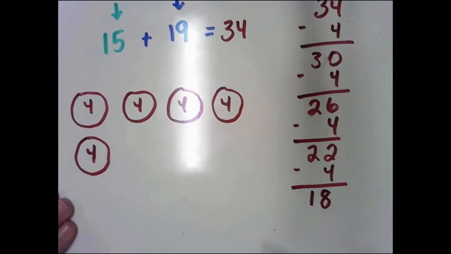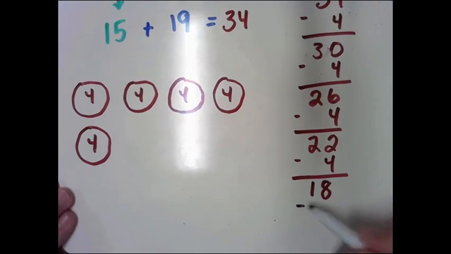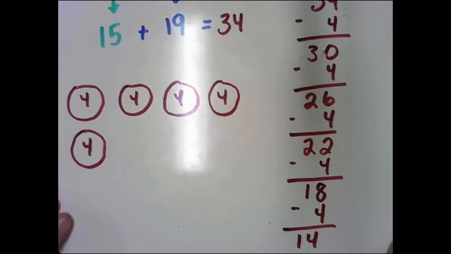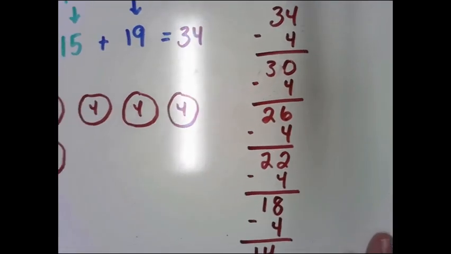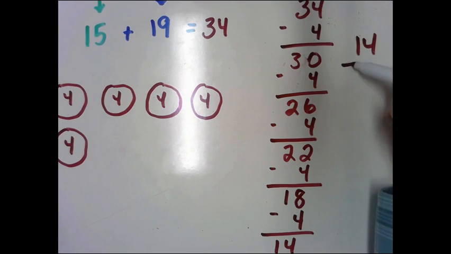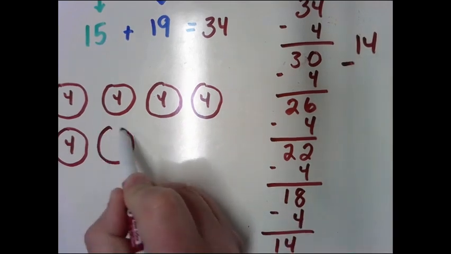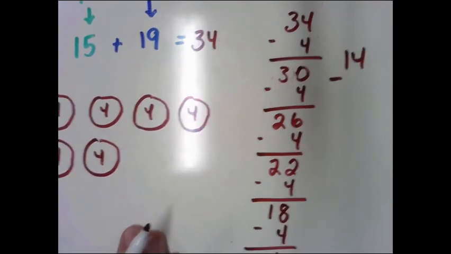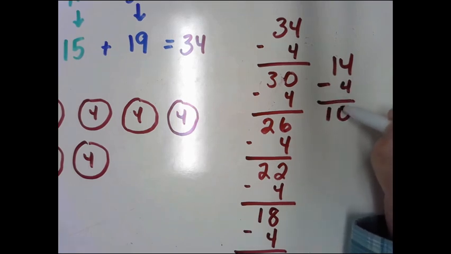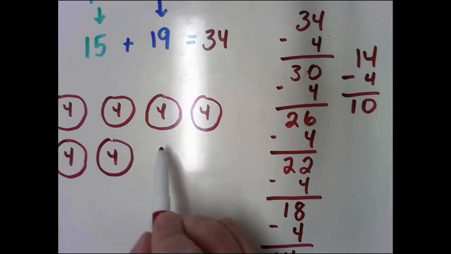So let's make another table. Again, we're going to place those 4 kids. That leaves us with 14 kids. All right, I'm running out of room on my whiteboard, so I'm going to start up here. 14. Let's put another table. So 14 take away 4. That leaves us with 10 kids left to put at a table.